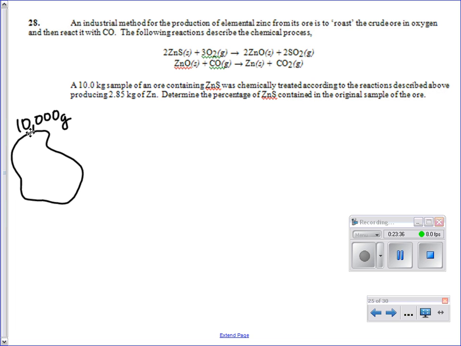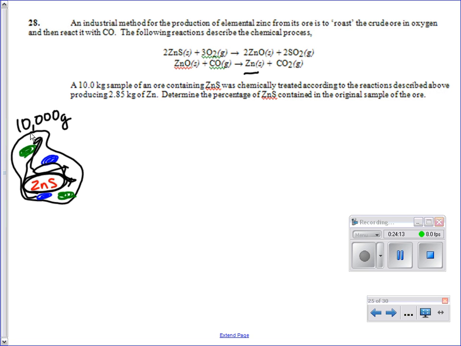So what is in this ore? Well, the ore does contain some ZnS, but it also contains a whole bunch of other stuff because it's not pure ZnS. There's a bunch of other stuff here, and here, okay? But when we take this piece through the reaction, the only thing that's going to produce the zinc here is however much ZnS we have in that ore, okay? So are you with me so far?